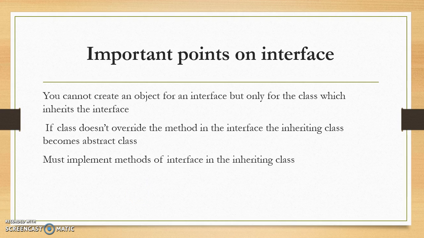As far as interface is concerned, the important points are: you cannot create an object for an interface, but only for the class which inherits the interface. If a class inherits the interface but does not override the method, then the inheriting class becomes an abstract class. We cannot create an object for an abstract class. So we must implement the methods of the interface in the inheriting class.